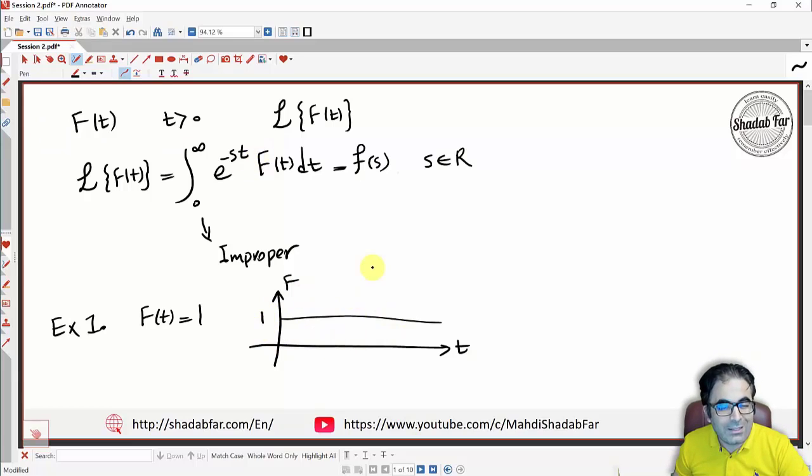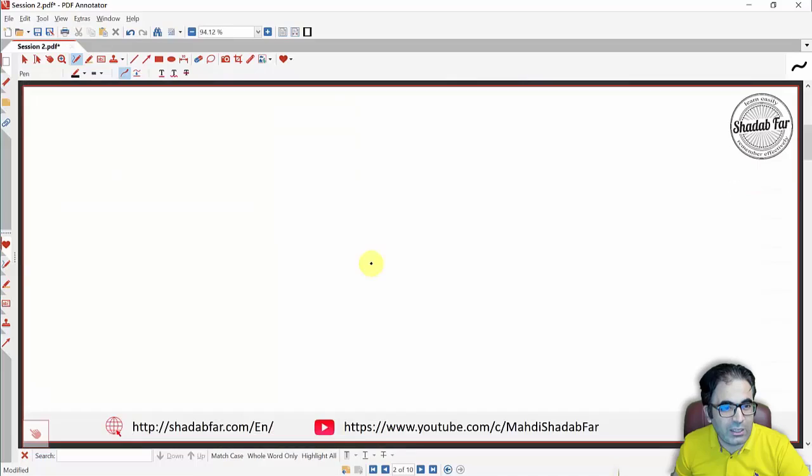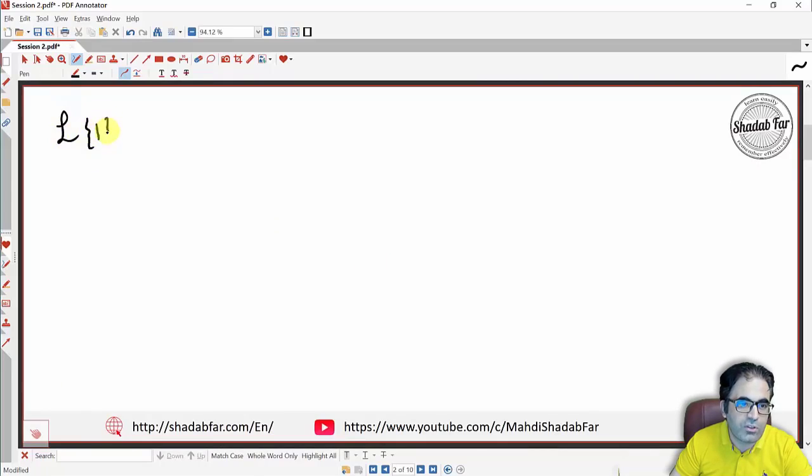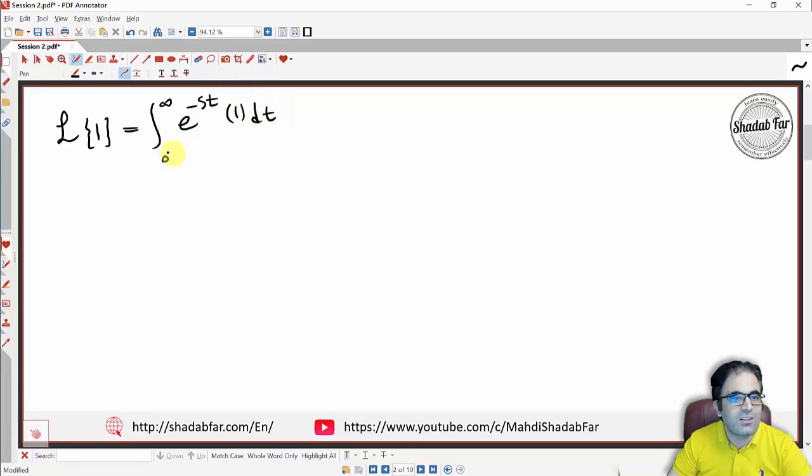So let's use the definition directly to calculate this Laplace. I'm going to calculate the Laplace of the function 1. According to the definition, this is going to be the integral from 0 to plus infinity of the kernel, which is e to the minus st, and then the function 1, dt. That is, I'm going to calculate the integral from 0 to plus infinity of exponential of minus st, right?